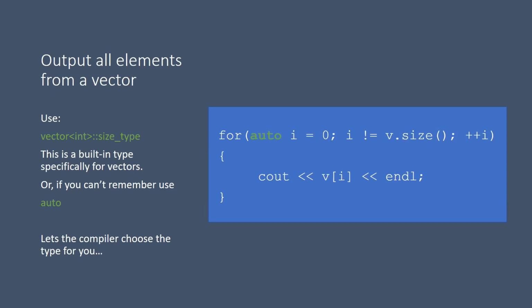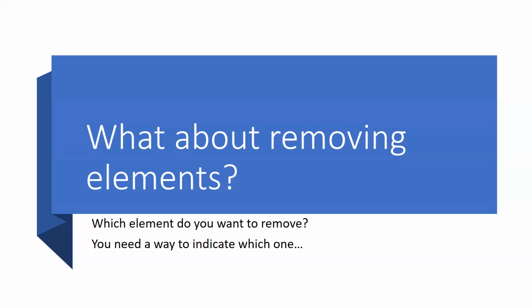If somebody were to change under the hood how many things a vector could hold at maximum, this would always work and not break your code. However, I do recognize that it's a little long, and some people might not remember that very long statement. So if you can't remember, use the word auto, which lets the compiler choose the type for you. Right? So moving along now, what about removing elements?